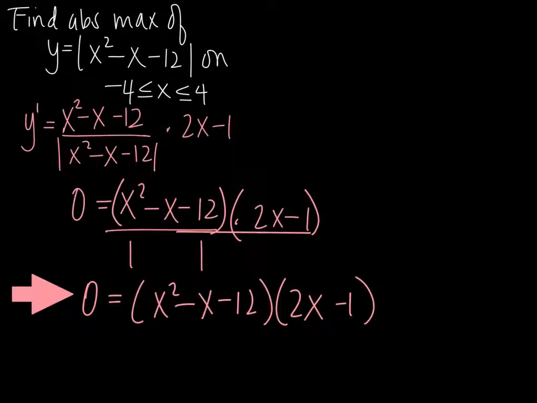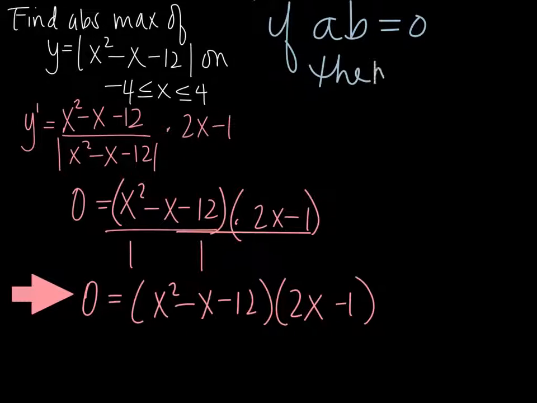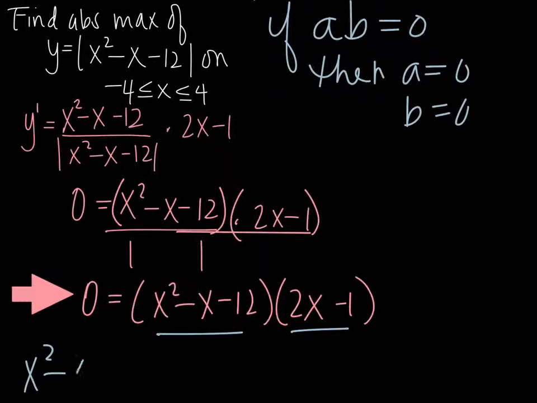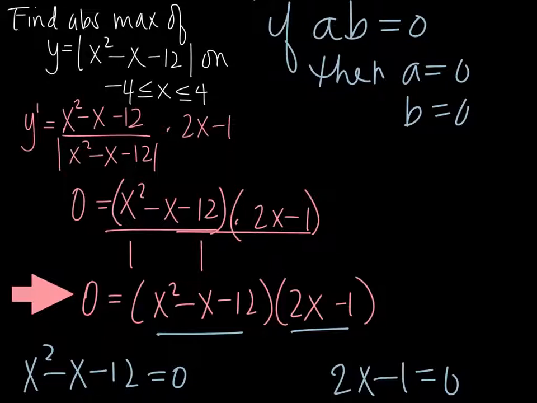So I want you to notice though that something times something is equal to 0. There's a property that says if AB is equal to 0, then A equals 0 or B equals 0. Remember that? So from right here, instead of foiling it out, you can find your critical points by setting x squared minus x minus 12 equal to 0 and 2x minus 1 equal to 0.